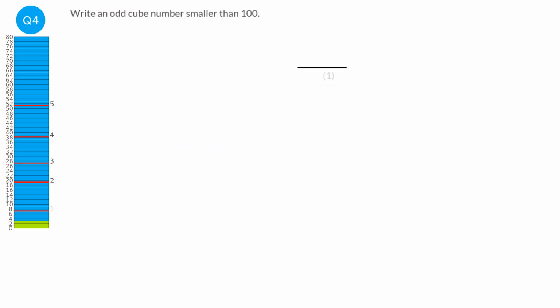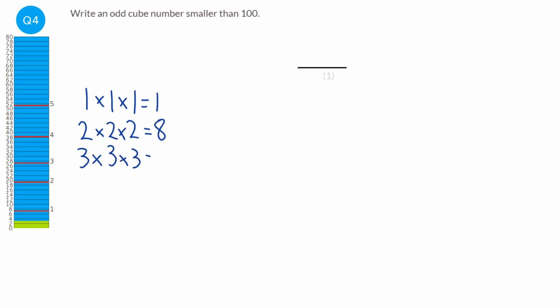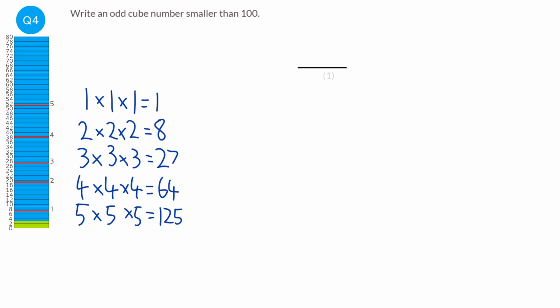So we need to first of all understand what a cube number is. A cube number is the answer when you take an integer, or whole number, and multiply it by itself 3 times. So 1 times 1 times 1 is 1. 2 times 2 times 2 is 8. 3 times 3 times 3 is 27. 4 times 4 times 4 is 64. And 5 times 5 times 5 is 125. So 1, 8, 27, 64, 125 are all cube numbers, and it goes on forever.